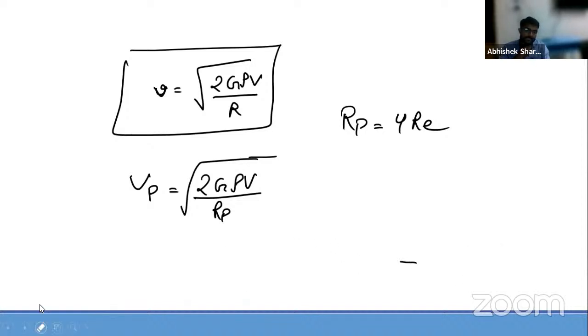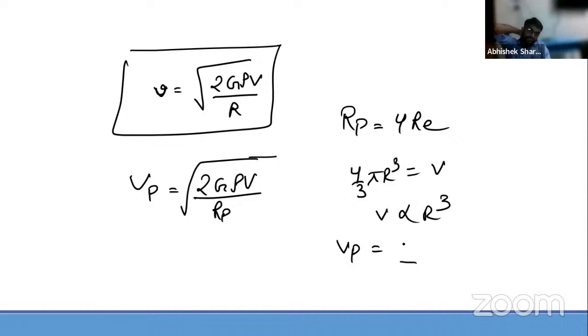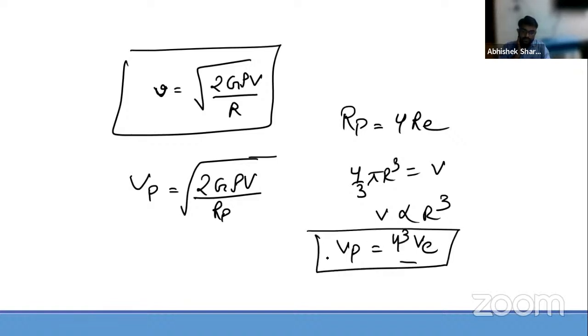Remember one thing. Volume is 4/3 pi r cube for a sphere. It's proportional to r cube. So the volume of the planet will be how many times the volume of the Earth? It will be 4 cube times the volume of the Earth. Okay. So this is the volume of the planet.